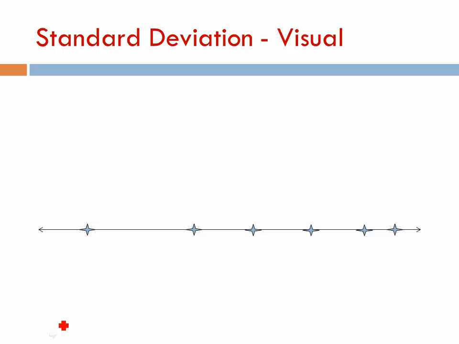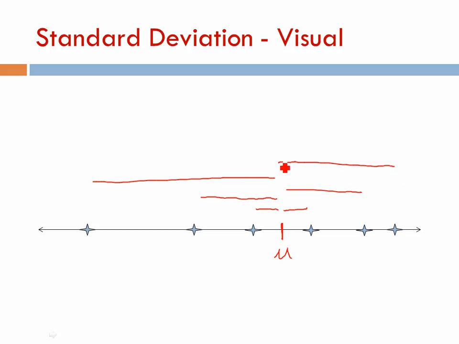Okay? Essentially, what standard deviation is. Let's say we have a bunch of stars with a location on some axis, okay? And we can find the average placement of these stars, and it's right here. Okay, this is my average. Well, the standard deviation calculates the distance of all of these stars from the average. Okay, and it kind of averages those distances together.